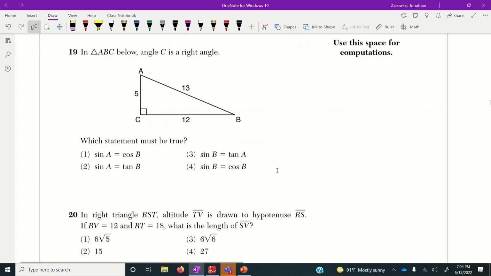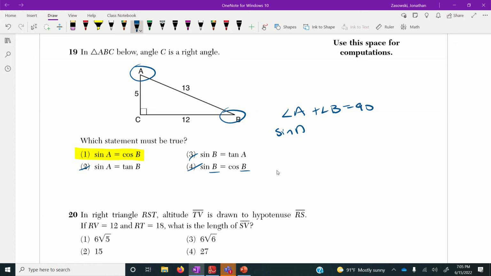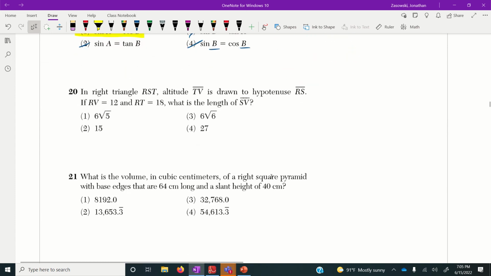All right, 19. We got another right triangle, which must be true. Remember, anytime we're talking about two angles that add to 90, the sine of one is equal to the cosine of the other. That's an easy catch. Sine of one is equal to the cosine of the other. Not tangent, not sine and sine, and not sine and cosine with the same angle. So just be careful. Anytime angle A plus angle B is equal to 90, the sine of A is equal to the cosine of B, or vice versa, the cosine of A is equal to the sine of B.